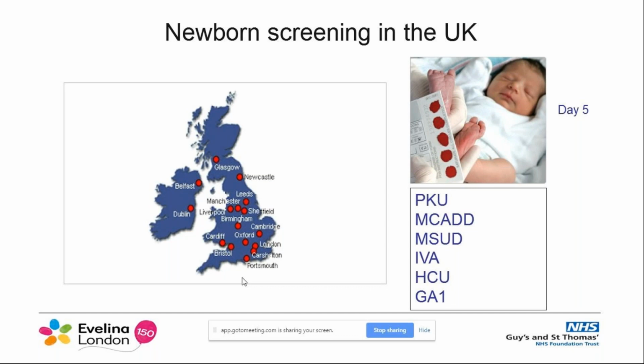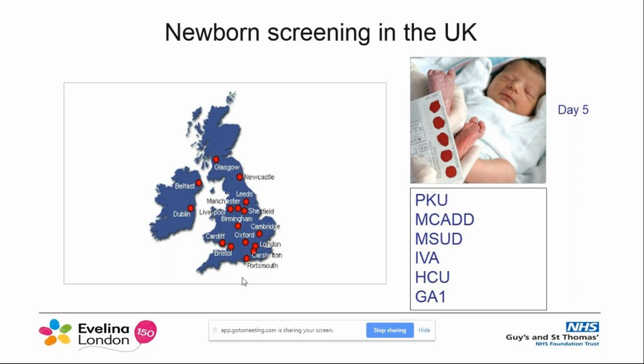So PKU and MCAD have been fairly long-standing. PKU since the 1960s, really. MCAD, which is a fat oxidation defect, so medium chain acyl-CoA dehydrogenase deficiency, has been screened in the UK since 2005. And then in the last, I think, 2 or 3 years, we added maple syrup urine disease, isovaleric acidemia, homocystinuria, and glutaric aciduria type 1. And out of those, MSUD and IVA can certainly present with acute decompensations, and often children with severe disease have already presented to hospital by the time the day 5 result is received.